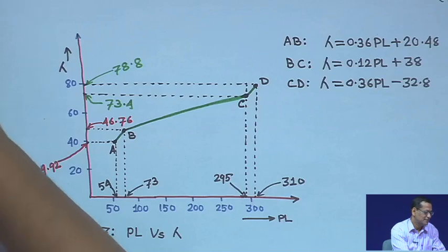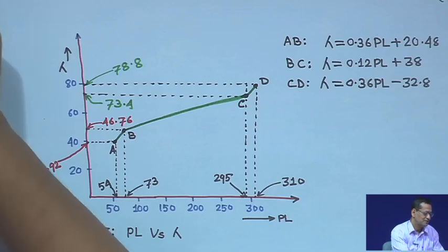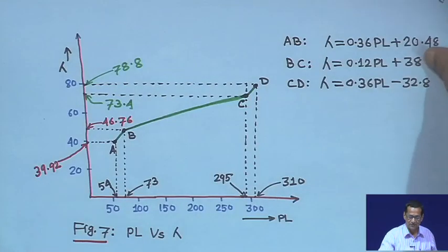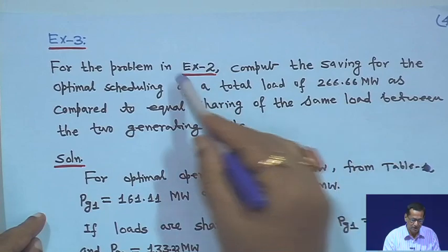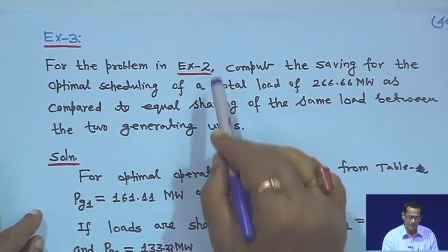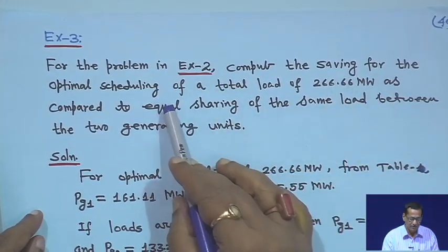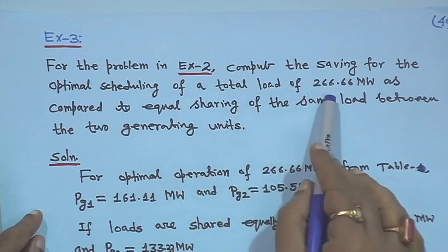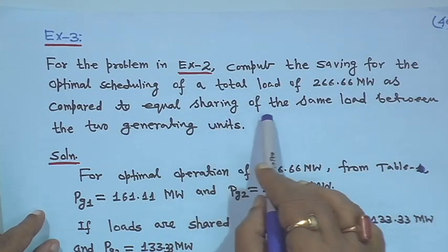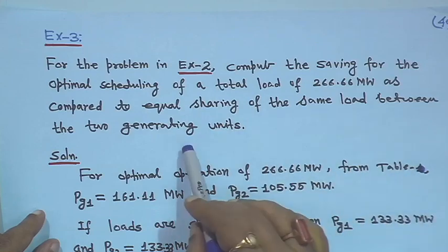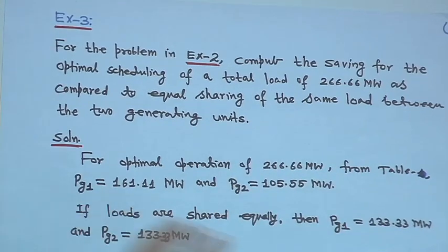Next, based on this example only, we will take some different data and solve it. For example, for the example problem in example 2, the previous one, compute the saving for the optimum scheduling of a total load of 266.66 megawatt as compared to the equal sharing of the same load between the 2 generating units. Just hold on to that tabular form.